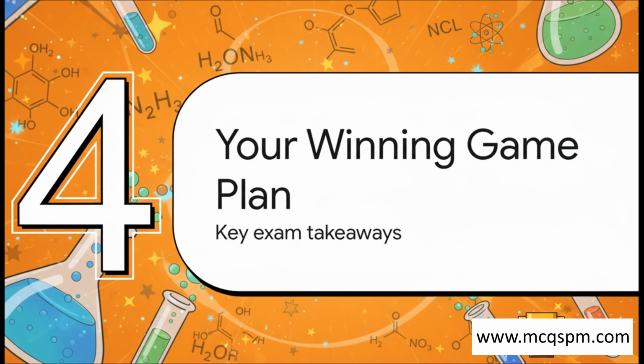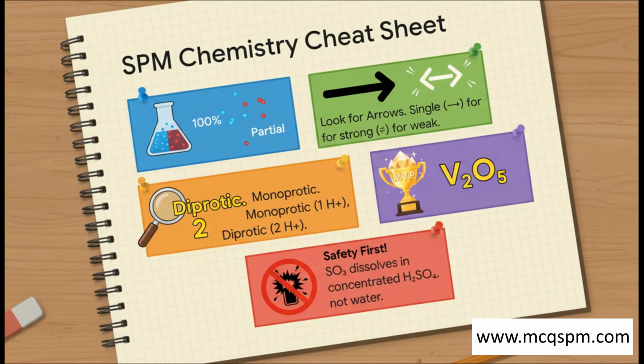Okay, wow. That was a lot. So let's boil it all down into your final game plan. These are the absolute must-know takeaways for your exam. Here it is, your final cheat sheet. Number 1, strength is always about ionization, not concentration. Strong means it's 100% ionized. Weak means it's only partially ionized. Number 2, look for the arrows. A single arrow means strong, a one-way trip. Double arrows mean weak, it's reversible.